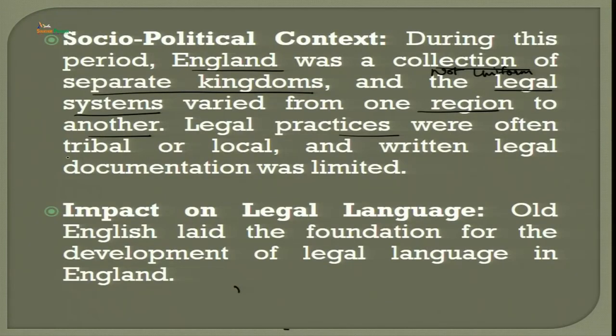Legal practices were often tribal and local, right? Written legal documentation was limited, because people were not interacting with each other a lot or migrating from one place to another, and so everything remained compact within its own periphery. So legal documents were fewer, point number one. No legal uniformity was there in England. Different regions had different legal systems, operated at the local and tribal level. These three points were very important at that time.